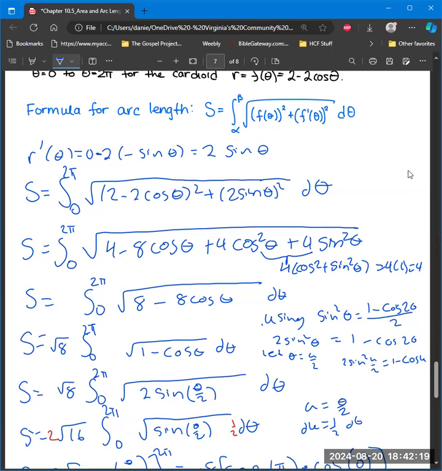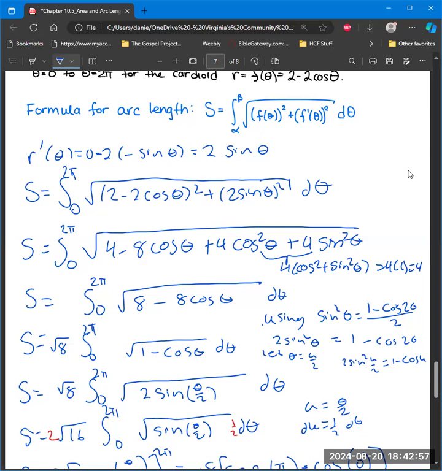So our f of theta here was 2 minus 2 cosine theta. When we find f prime of theta, or r prime of theta, we have 0 minus 2 times a negative sine theta, which is a positive 2 sine of theta for our r prime. So we have lowercase s is the integral from 0 to 2 pi of the square root of r, which is 2 minus 2 cosine theta, quantity squared, plus our r prime, 2 sine theta, quantity squared, d theta.